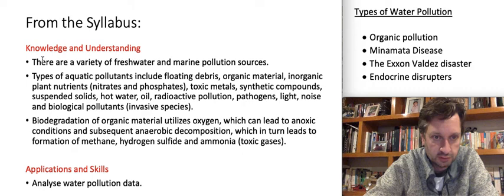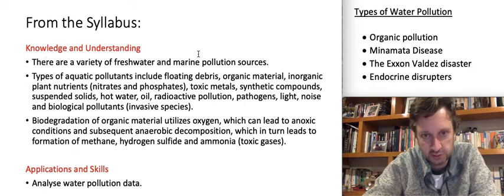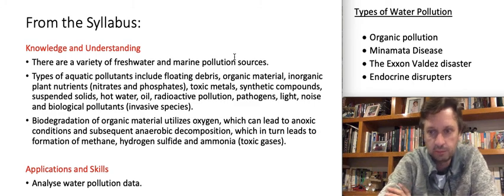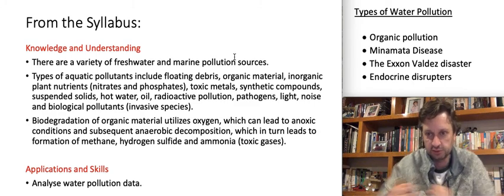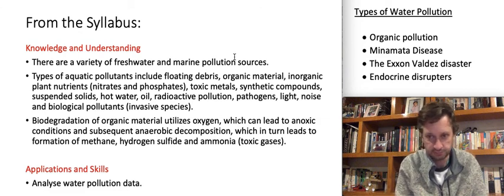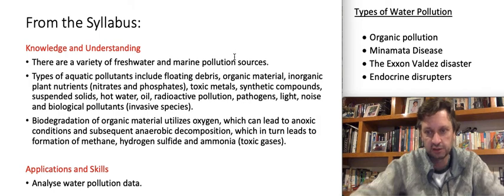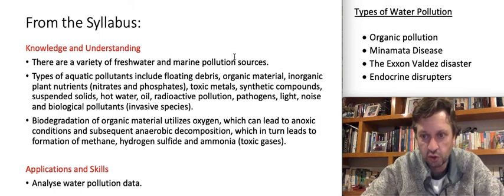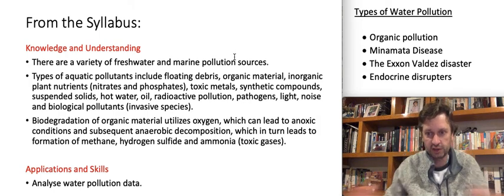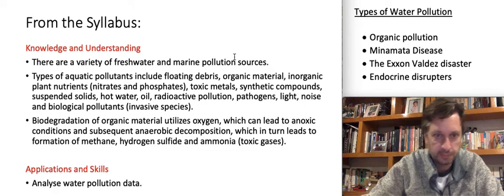So first of all, an obvious statement. The IB says that there are many freshwater and marine pollution sources. Possibly a good time here to remind you that there are 2 types of pollution which apply here. Either point source pollution, where you can identify a very specific source of a pollutant, or diffuse pollution, where it enters water from many, many different sources and you can't identify a single origin for that pollution.